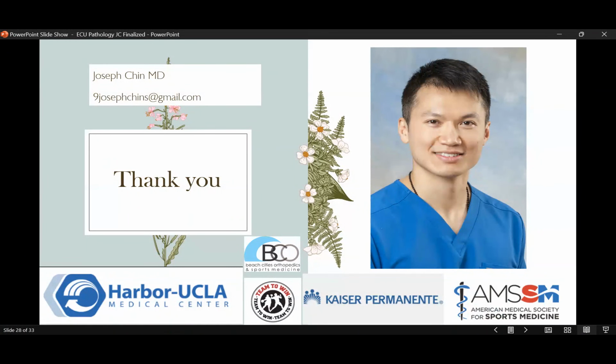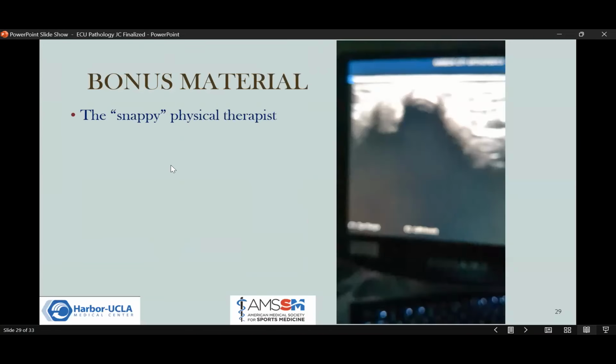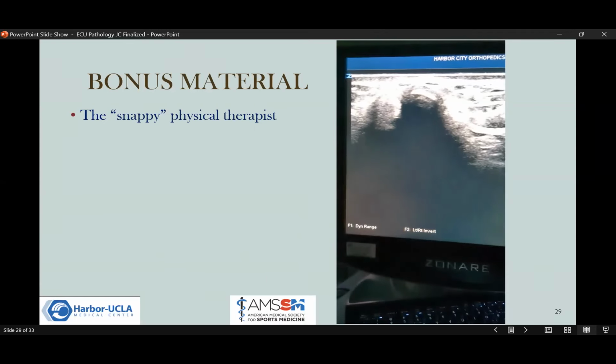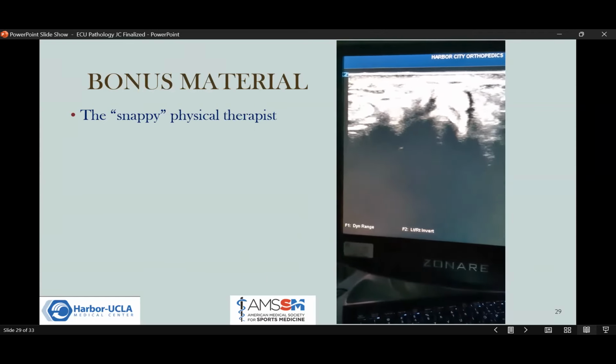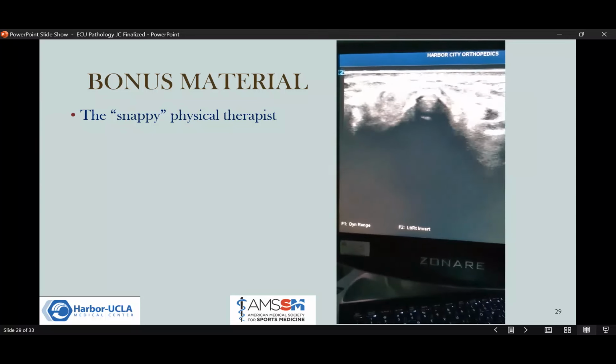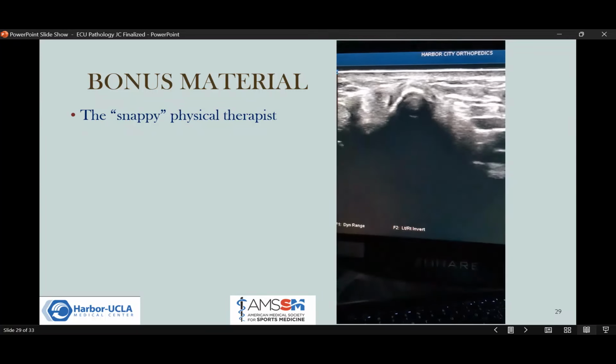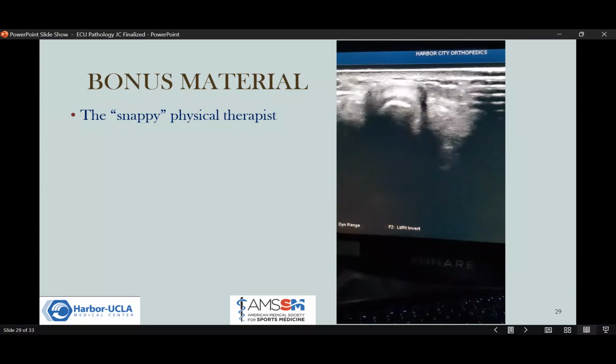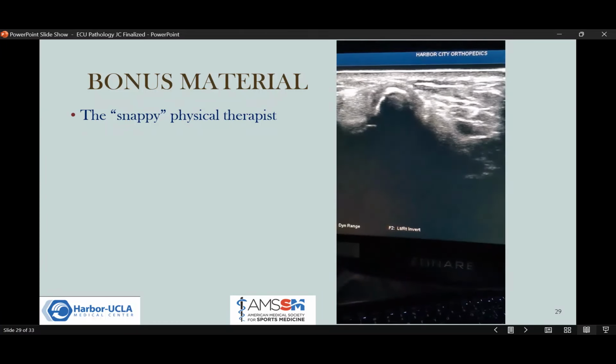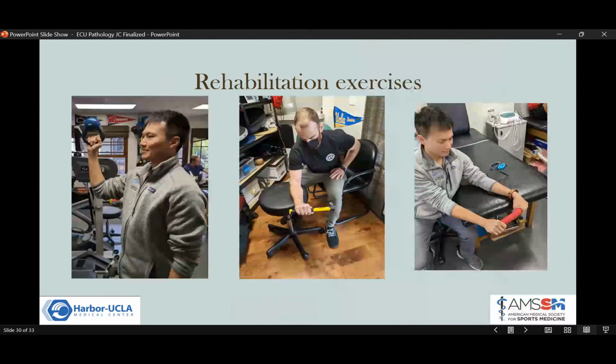I did include a bonus scan, a dynamic scan, showing what I call the snappy physical therapist. This is a therapist that had bilateral snapping of the wrist at the ulnar side, and she just helped me take a picture of her wrist with my cell phone as I reproduce her symptoms. So I'm just gonna play the video here, and there you go. You see the ECU tendon. Actually, I'll call that more of a dislocation, relocation, hence the sensation of snapping, and then some rehab exercises.